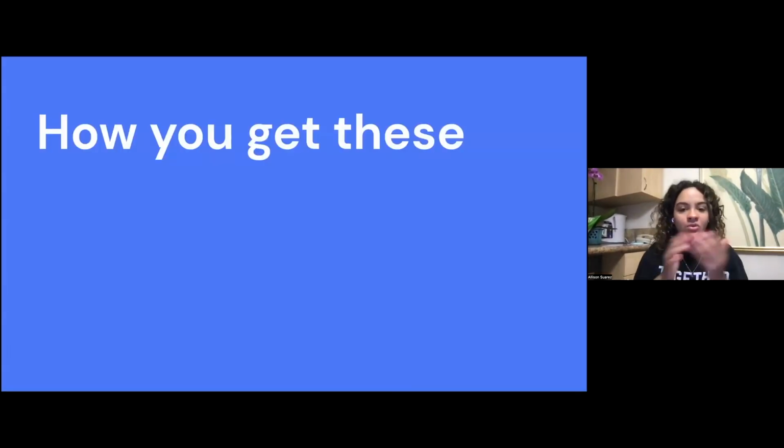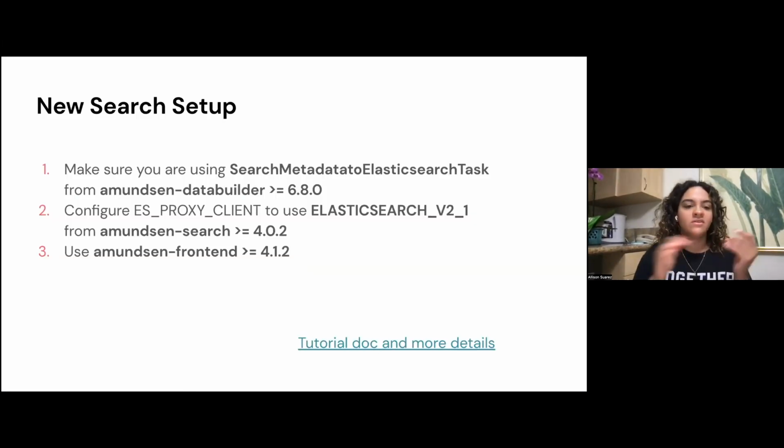So how do you get these features? Right now, if you update Amundsen Search and Amundsen Frontend, you're just going to get out of the box the multi-valued filters and basically nothing else. It's just going to be parity with the old V1 functionality, because in order to update to the newest functionality, you have to be on the newest Elasticsearch mappings.